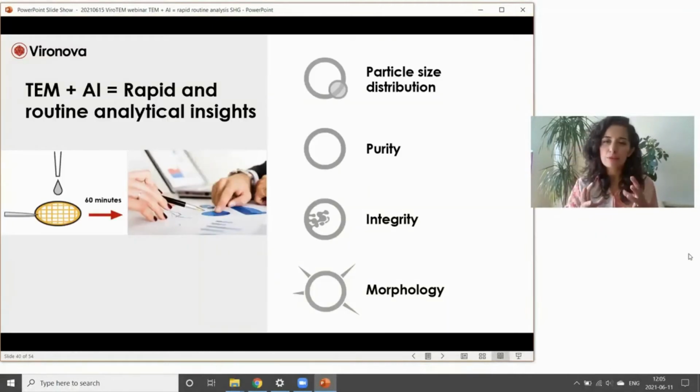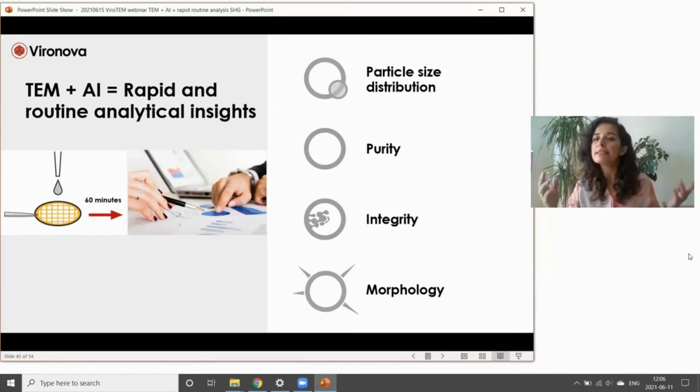And so with that, I come to my summary. I hope that I've been able to show you that TEM, that is classically seen as something that is complicated, needs an expert user, and takes a long time for the data to be analyzed, can, when combined with AI, actually give you rapid and routine analytical insights on a whole range of particle features or sample features that you are interested in. And actually, from a sample in a tube to a report, it's only 60 minutes.